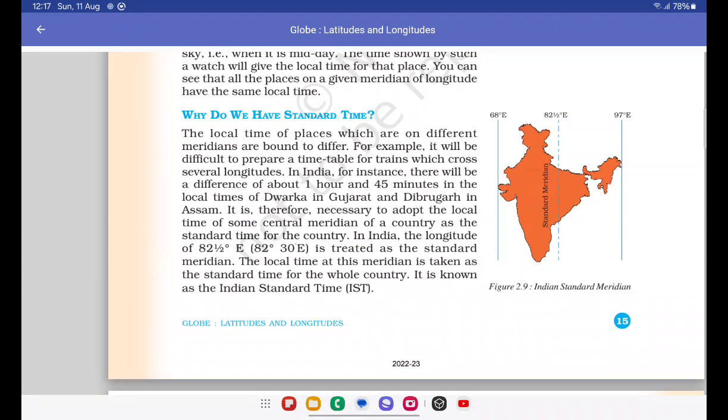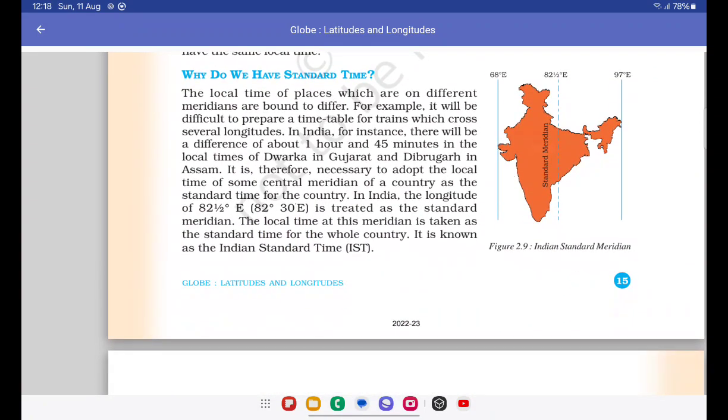Now, what is standard time? The local times of places which are on different meridians are bound to differ. For example, it will be difficult to prepare a timetable for trains which cross several longitudes.